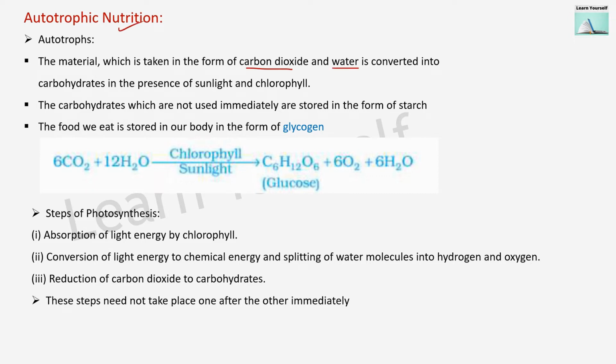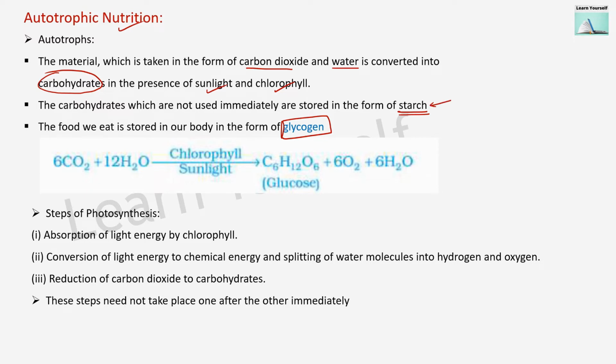Autotrophs use carbon dioxide and water, and they convert these two into carbohydrates, using chlorophyll and sunlight. Whatever carbohydrates are not used immediately get stored in the leaves in the form of starch. The food we eat is stored in our body in the form of glycogen. So this is a basic difference between leaves and our body system: our body stores it in the form of glycogen, whereas plants store carbohydrates in the form of starch when they are not using them.